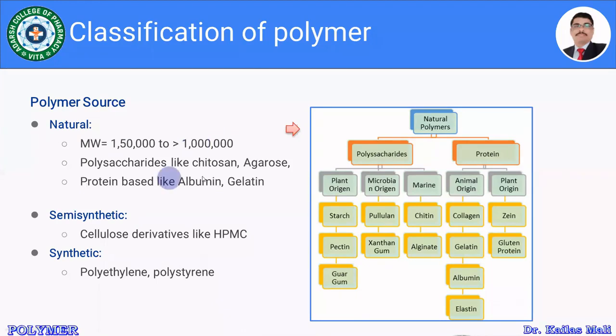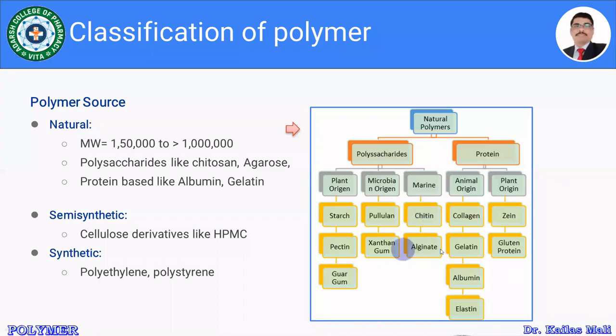Polysaccharides like chitosan are widely used in the development of drug delivery systems like matrices or microparticles. Pectin can also be used to prepare gels. Guar gum is widely used in the development of matrix controlled drug delivery systems. Chitosan is obtained from chitin.